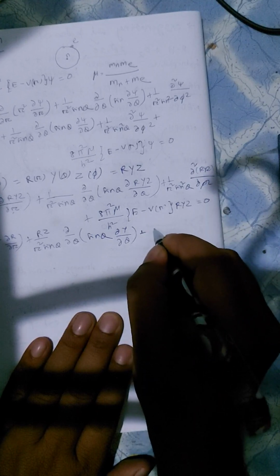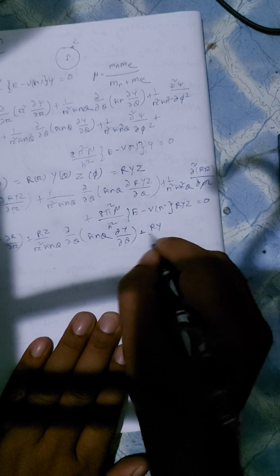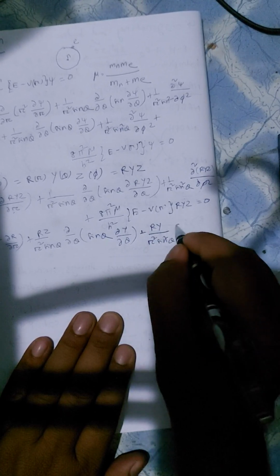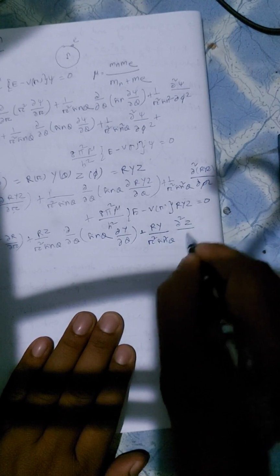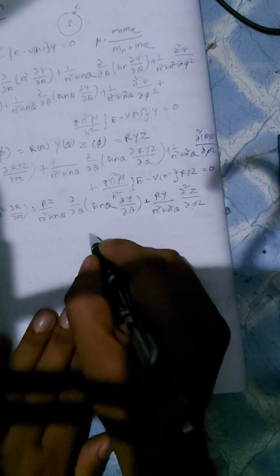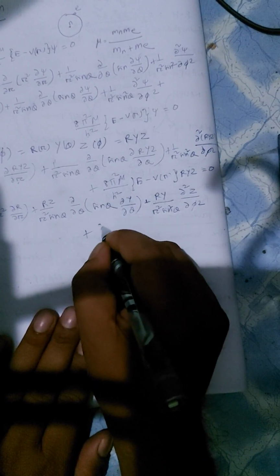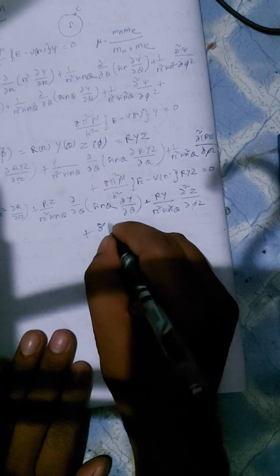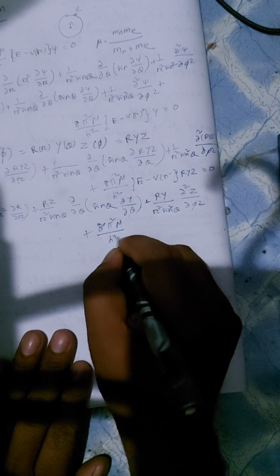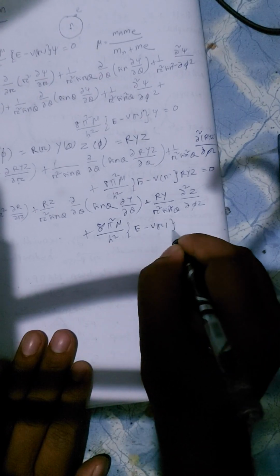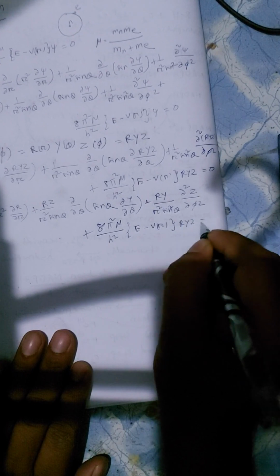So with that, the constant is R, and we have (R divided by r square sin square theta) ∂²Z/∂φ², plus whatever remains the same: 8π²μ/h² whole bracket (E minus V(r)), whole multiplied by R(r)Y(θ)Z(φ) equal to 0. Then what do we do?